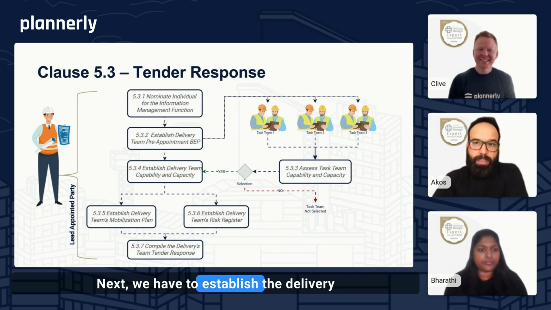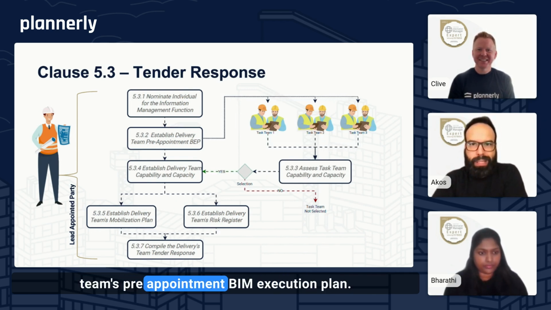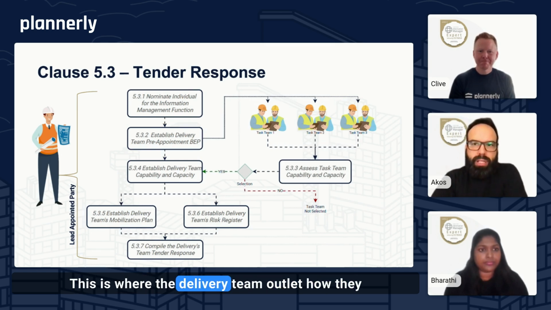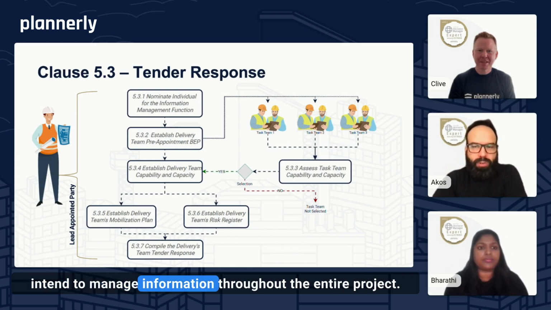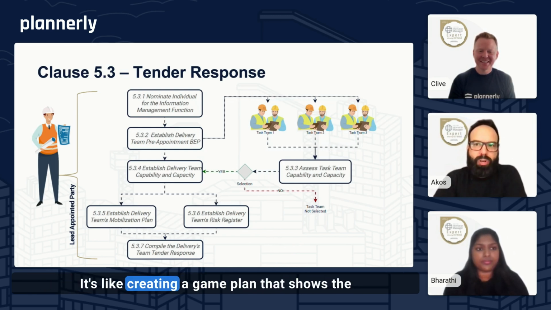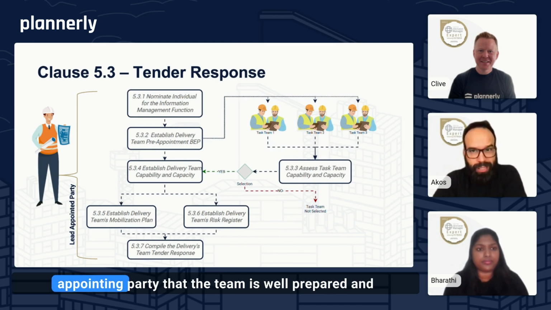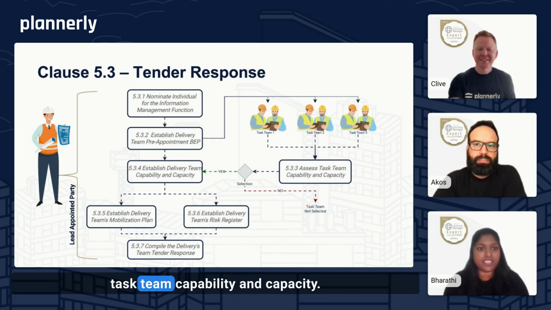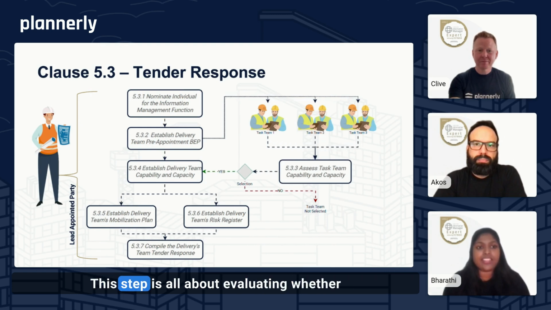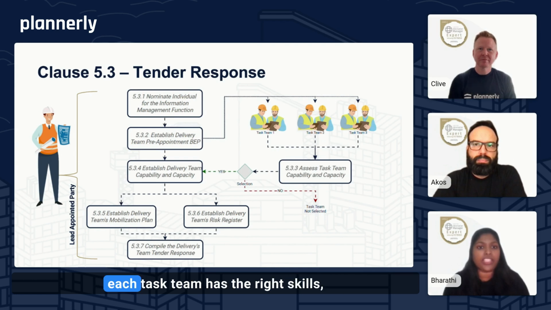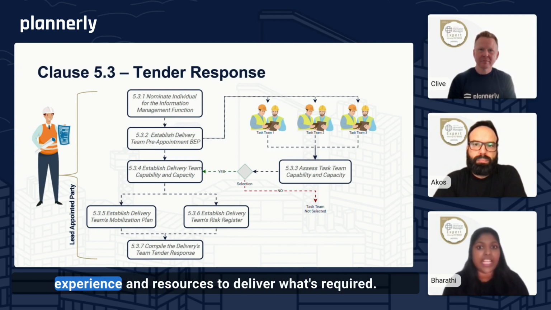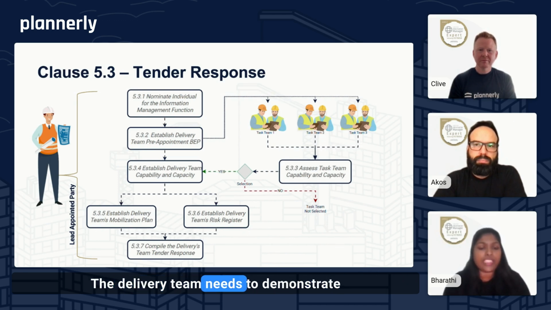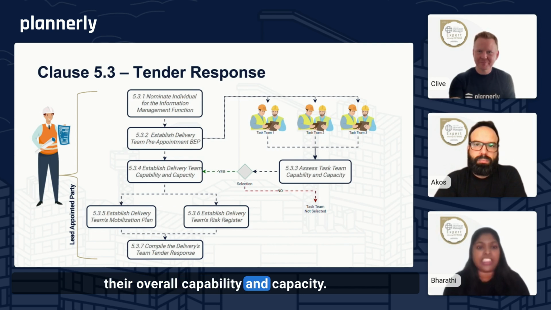Next, we have to establish the delivery team's pre-appointment BIM execution plan. This is where the delivery team outlines how they intend to manage information throughout the entire project. It's like creating a game plan that shows the appointing party that the team is well prepared and capable of meeting all the information requirements. That brings us to assess task team capability and capacity. This step is all about evaluating whether each task team has the right skills, experience, and resources to deliver what's required. The delivery team needs to demonstrate their overall capability and capacity.